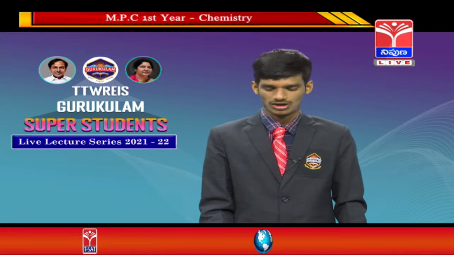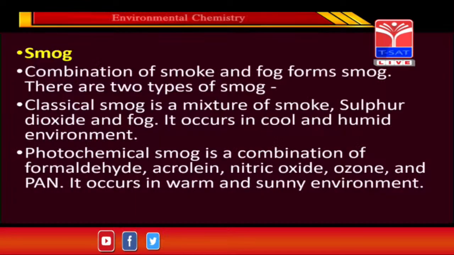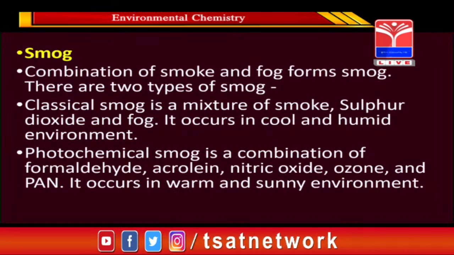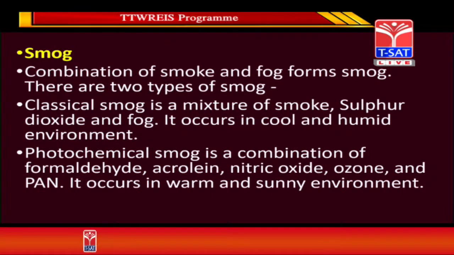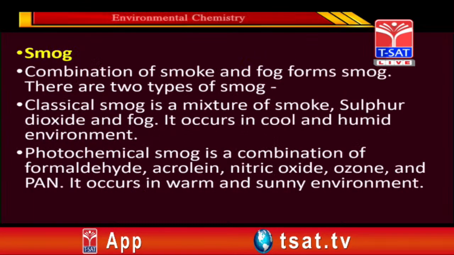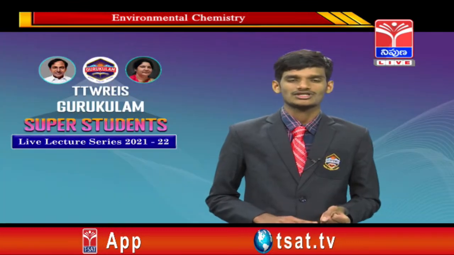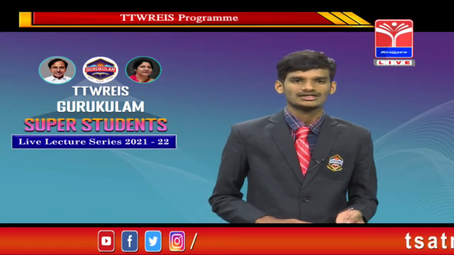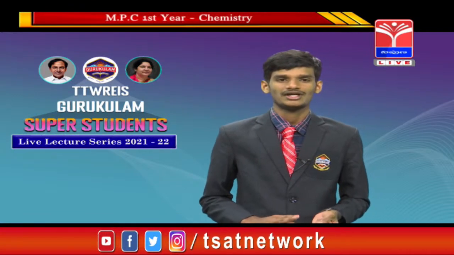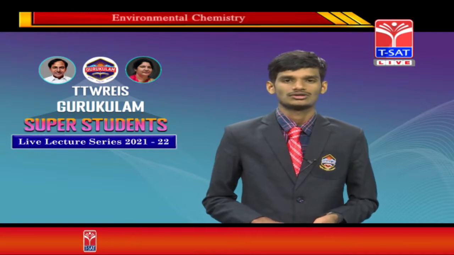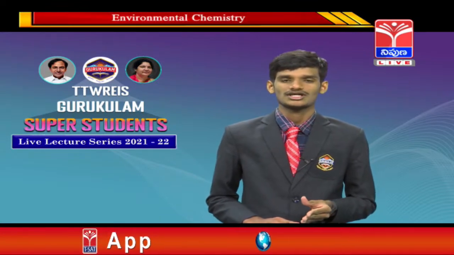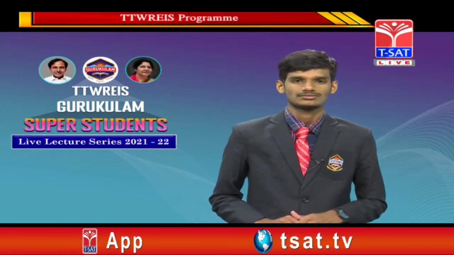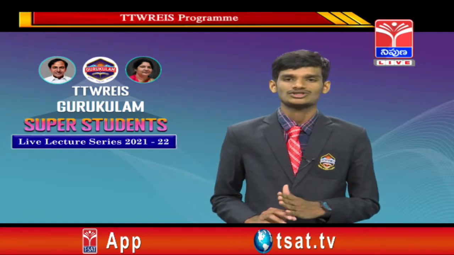Next, coming to smog. Smog is composed of smoke and fog. Smog is of two types, classical smog and photochemical smog. First we will discuss classical smog. Classical smog is also known as London smog. In classical smog, a cool and humid climate is produced, and sulfur dioxide oxides are involved. It is a reducing agent.